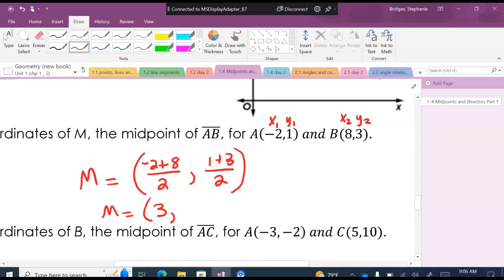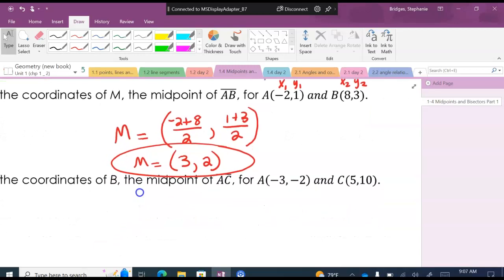And then we're going to do the same thing for the other one. I'm going to add 1 plus 3, and then divide that by 2. 2. So my midpoint for that line segment is the ordered pair 3, 2. Everybody okay with that? Okay. Go ahead and try the next example.